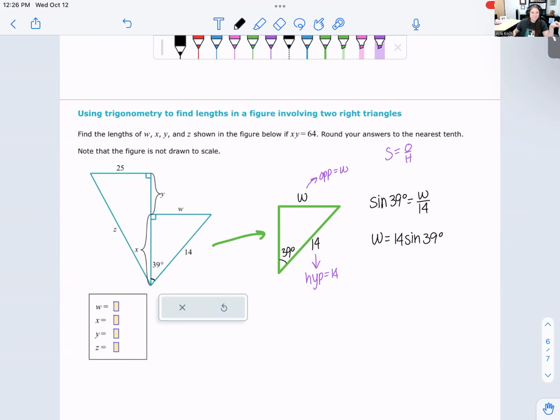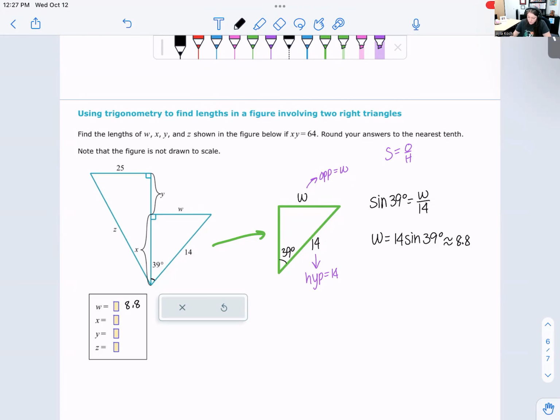For those of you watching this in the future, I talk about how we do the math to get from here to here in the lecture video. So if that confuses you, please go back and watch the lecture video. So W is equal to 14 sine of 39 degrees. That'll give us one of the values we need, 14 sine 39. And that one is 8.8. All right, so we have W.